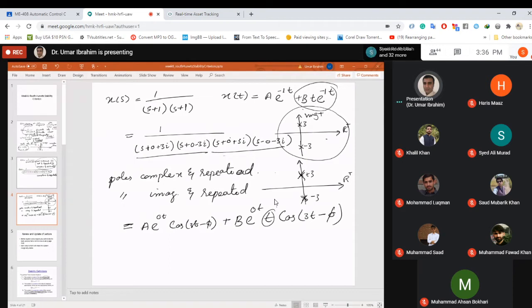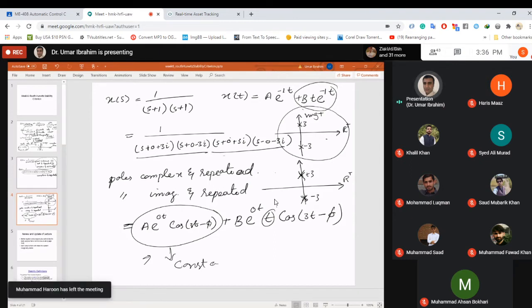Now, for the 2 non-repeated imaginary poles, when there were only 2 non-repeated imaginary poles, the system's response did not approach 0 as t approaches infinity. In this new case, this term will remain constant. Okay, let's call it constant oscillation.